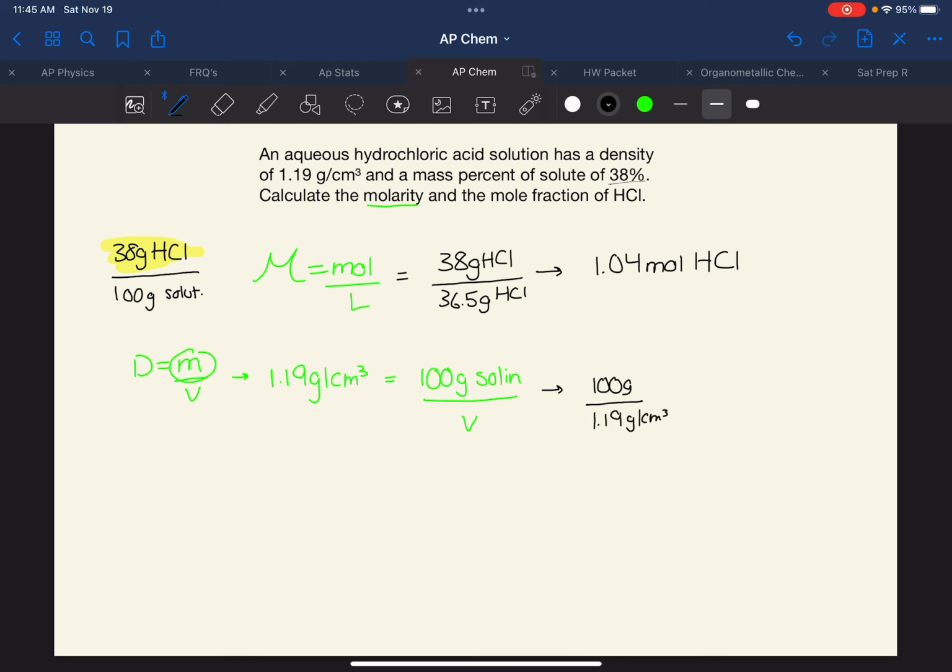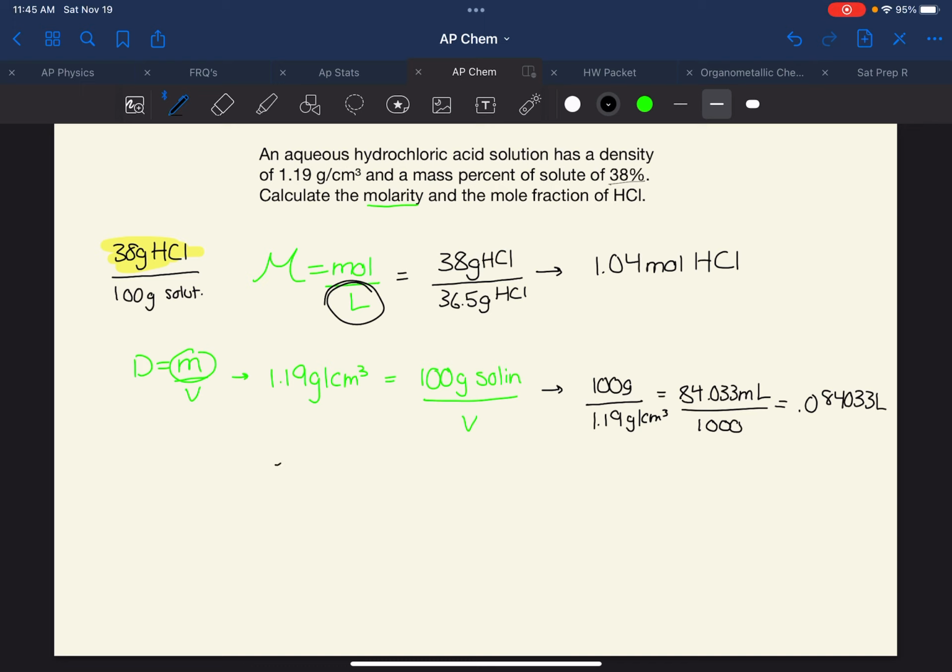I'm not really writing the units because they cancel out in the manner that we need them to. And this gives you a volume of 84.033 milliliters, and for mole calculations it needs to be in liters, so divide by 1,000 and you will get your volume to be 0.08433 liters.